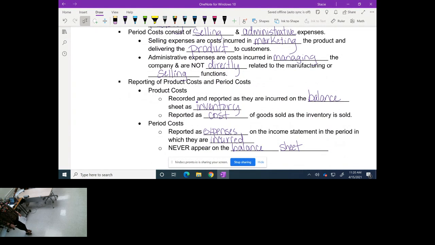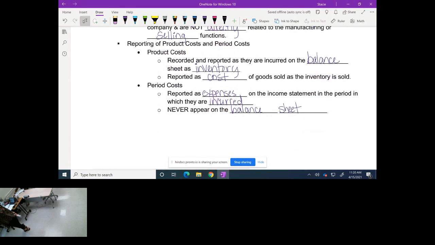Okay, so reporting these different costs. Product costs are going to be reflected on the balance sheet as inventory. And I'll show you all in a few minutes. We've got three different levels, different stages of the process, so you'll have three different inventory accounts. They're also reported as cost of goods sold on the income statement once they're sold. Okay, period costs are going to be expenses, so you're not going to see them on the balance sheet. That's going to be like sales salaries, sales commissions, office utilities, stuff like that.